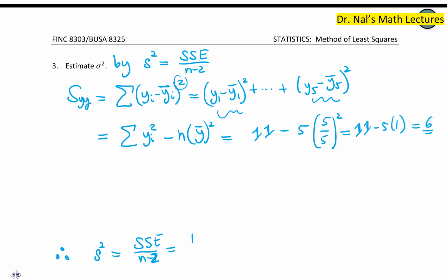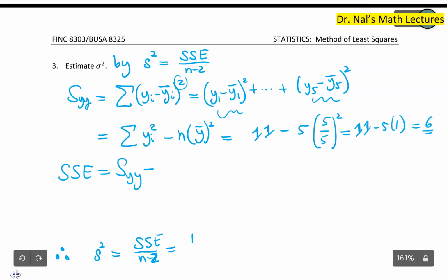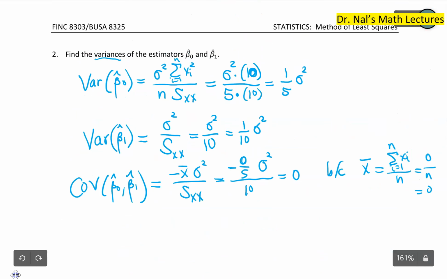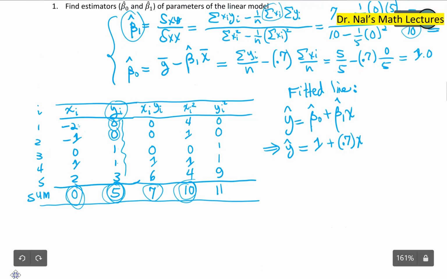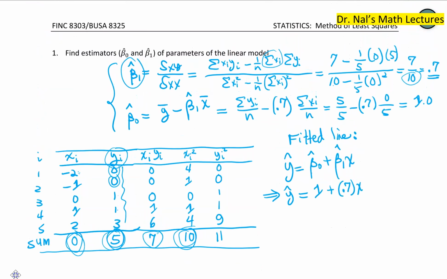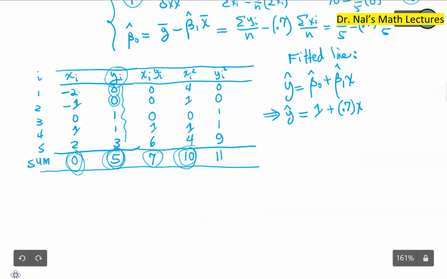I'm so sorry. SSE itself is SYY, okay, that's the formula here, minus beta 1 hat SXY. And I think, if I remember correctly, SXY we already calculated. So SYY is 6 minus beta 1 hat, which we calculated as 0.7 in the previous exercise, times SXY. Did we ever calculate SXY? Oh, yes, we did. In the numerator here, we calculated it as 7. Yes. Good.